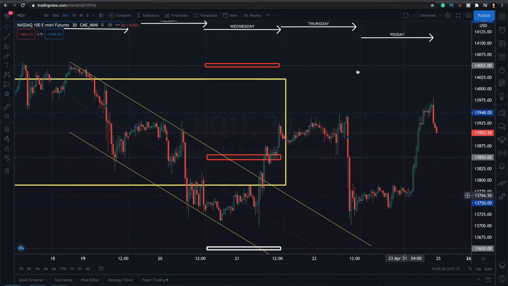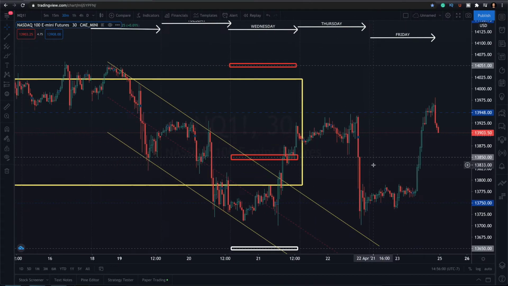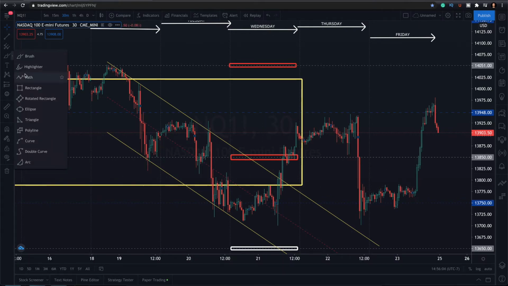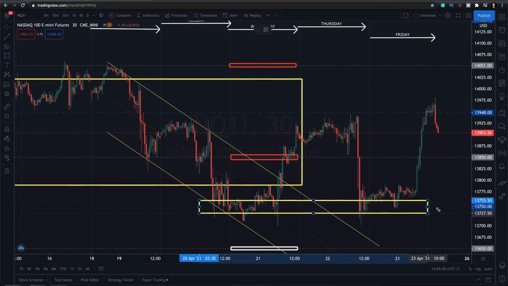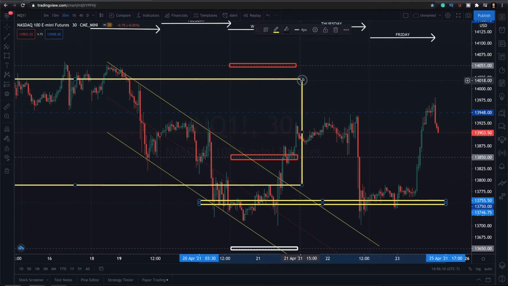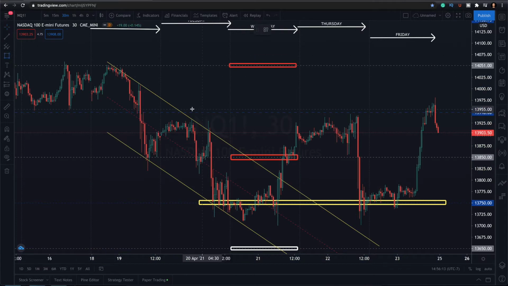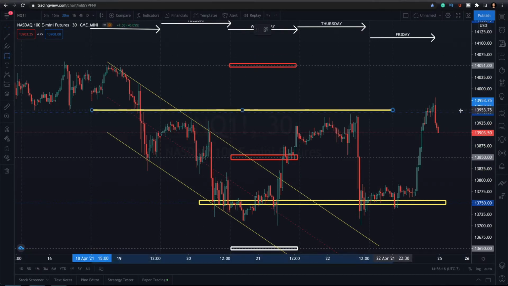So this is Friday session, Thursday and Wednesday. And I want to show you something very interesting. The first thing you're probably noticing here is that we created the range at between exactly two of my levels. This was one of them, and this level right here is the other one.